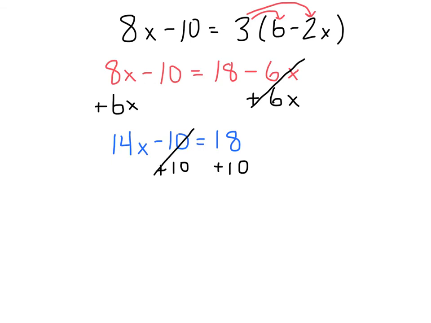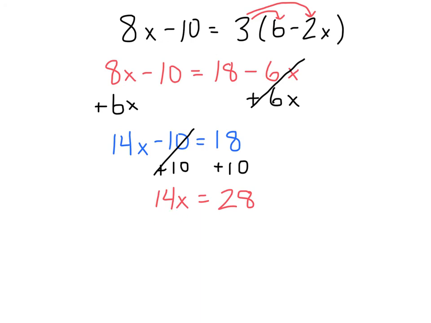So all you have left on the left side of the equation is 14x, and then 18 plus 10 is 28. Now we have one easy little operation that we're supposed to do. So we have 14 times x.